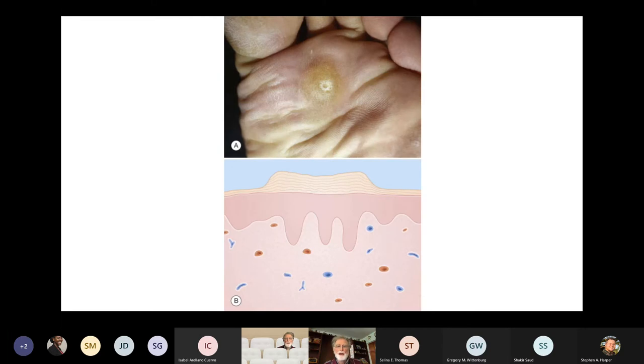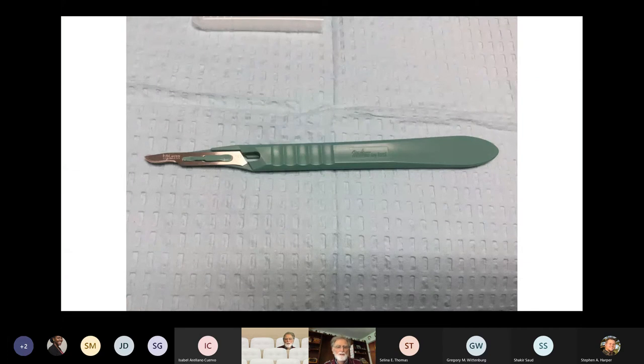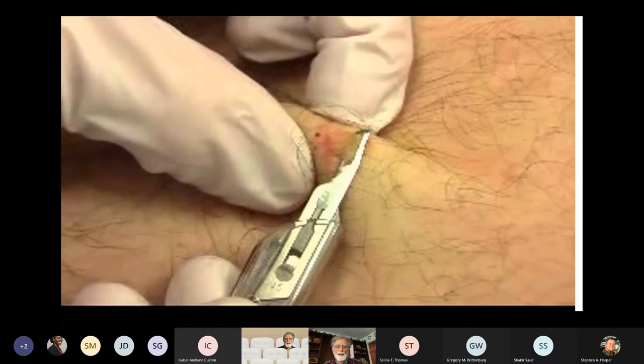Here is a corn. How do you know it's a corn? It's right in the middle of a callus. And the skin lines don't diverge around them as it would in a wart. And here is your highly sophisticated treatment tool. You don't even need the scalpel handle, but you certainly can use it. But you shave that thing down and just start working on it.